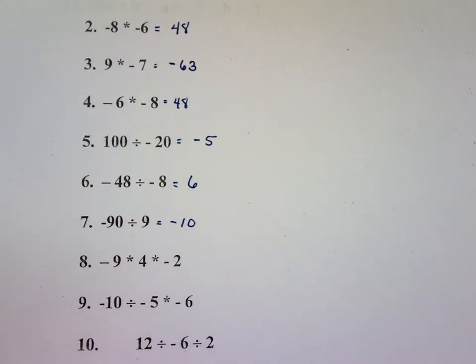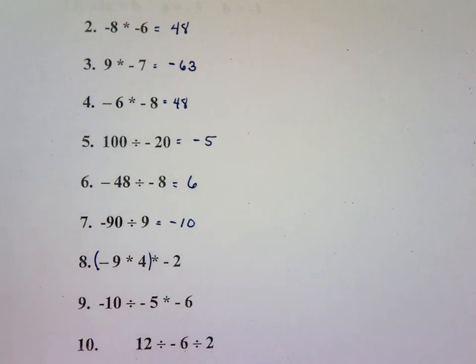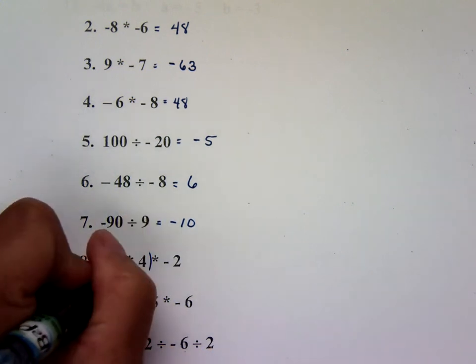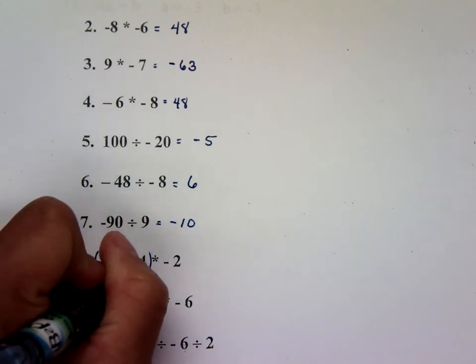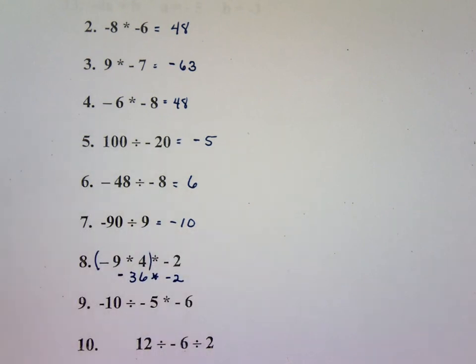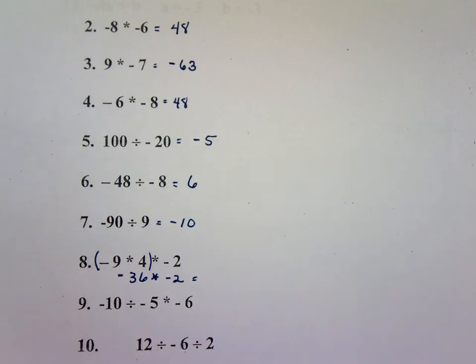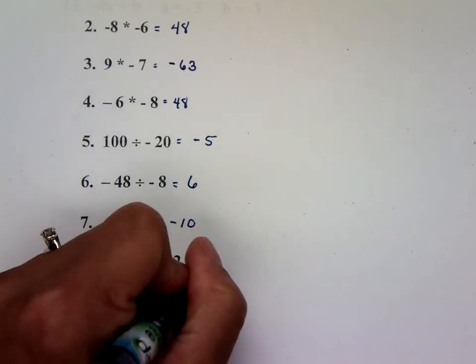Now let's look at 8, 9, and 10. It's a little bit different, but you just have to take it two steps. So you look at this one. Negative 9 times 4. Ask yourself, do you win or lose? Well, you lose, so you put the negative. 9 times 4 is 36. Times negative 2. Bring down the next one. Ask yourself, do you win or lose? Well, you win, and so the answer is 72.